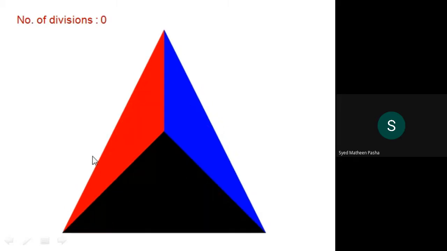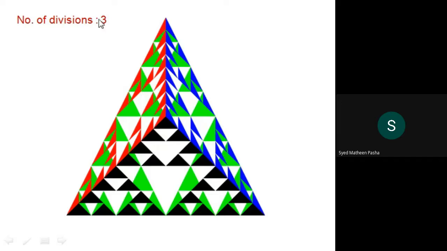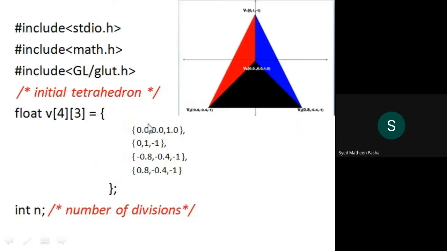This depends on the user. If you're giving 0, this is the output. If you're giving 1, this is the output. If you're giving 3, this is the output. Then we'll check out how the program flow works.